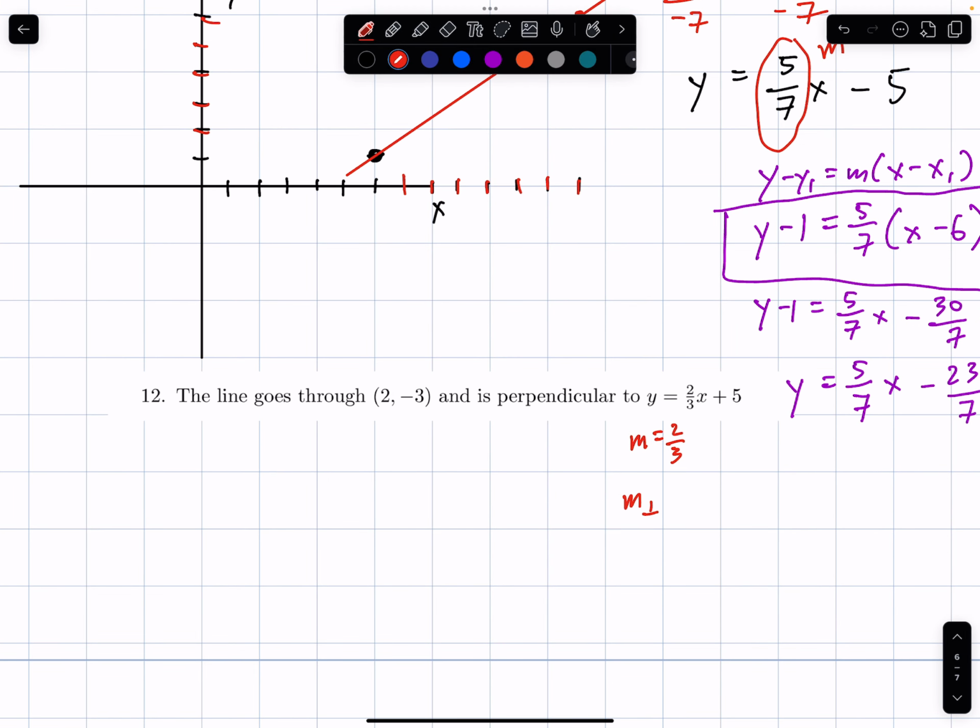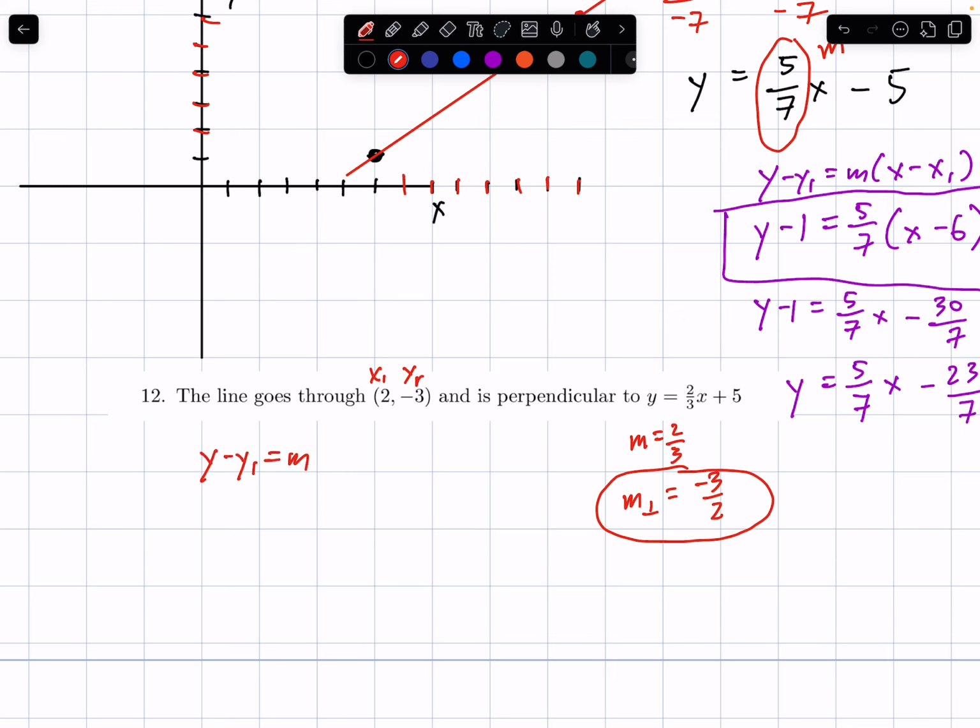Okay, perpendicular would be opposite reciprocal, right? So 2/3, flip it upside down to 3/2, and tack on a negative, either in the top or the bottom. So that's the slope that I'm looking at. Here's my x1, y1. So that's a 1. So y minus y1 equals m, in this case perpendicular, times x minus x1. It's going to be y minus -3 is equal to -3 halves x minus 2.